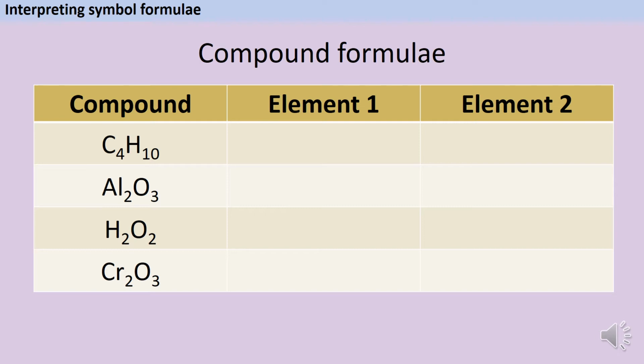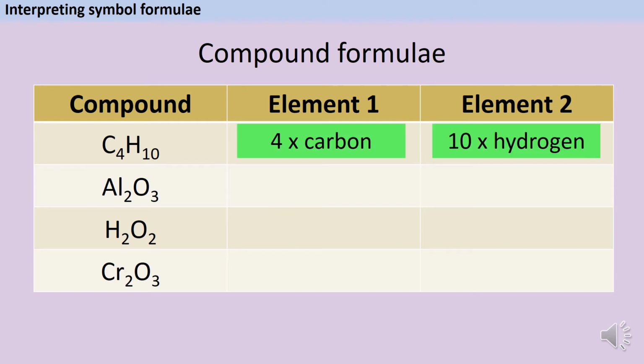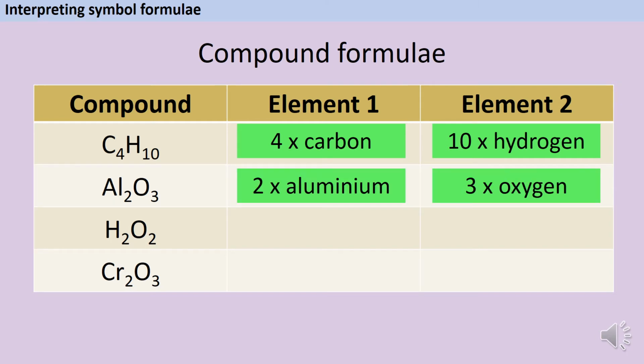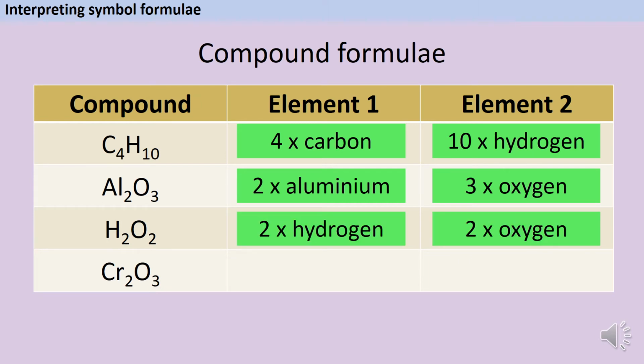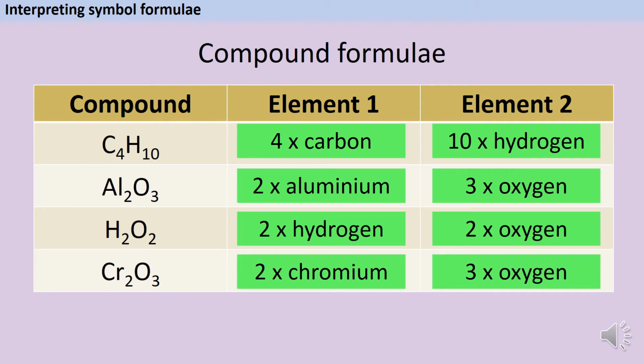Butane contains 4 atoms of carbon and 10 atoms of hydrogen. Aluminium oxide contains 2 aluminium and 3 oxygen. Hydrogen peroxide contains 2 hydrogen and 2 oxygen. And chromium oxide contains 2 chromium and 3 oxygen.